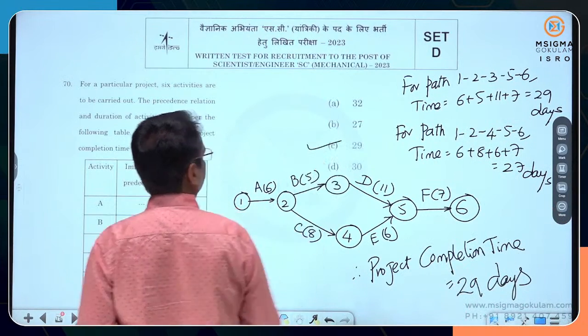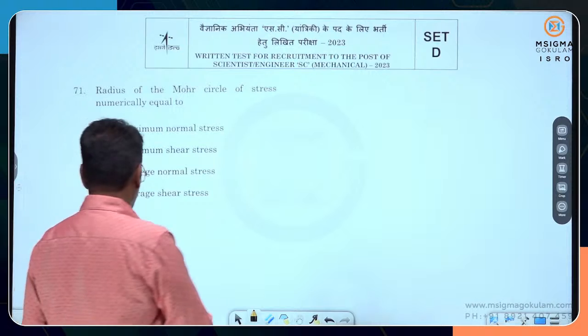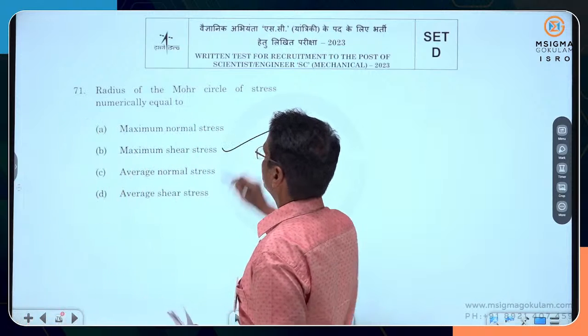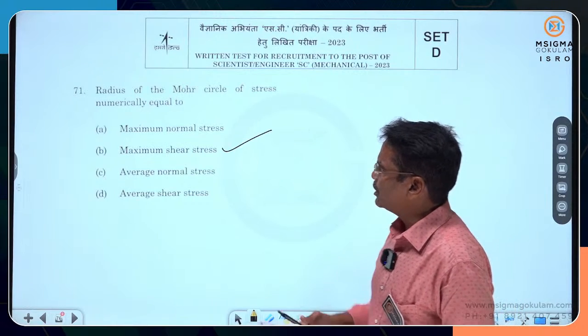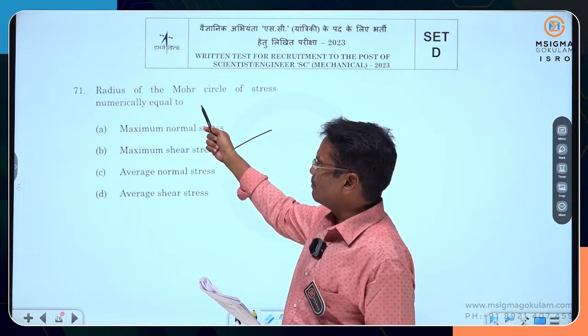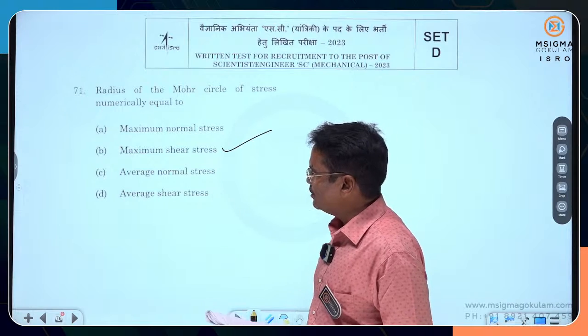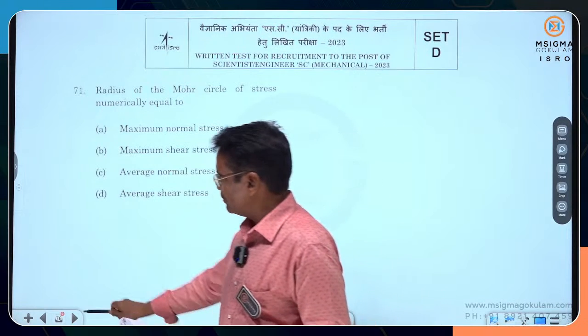Answer is C. Radius of the Mohr circle is maximum shear stress. It's one of the very important questions in principal planes and principal stresses. Radius of the Mohr circle is maximum shear stress.